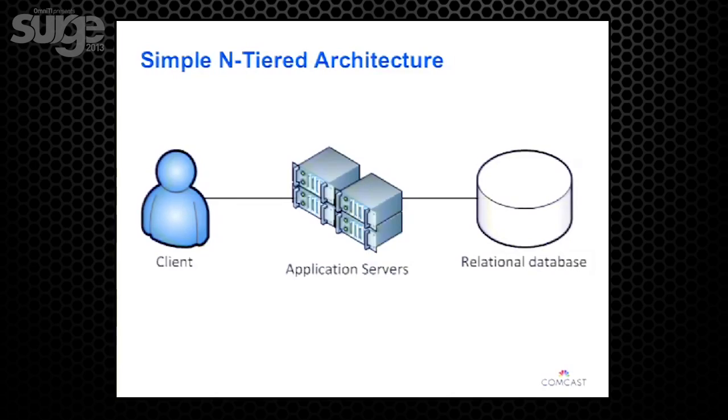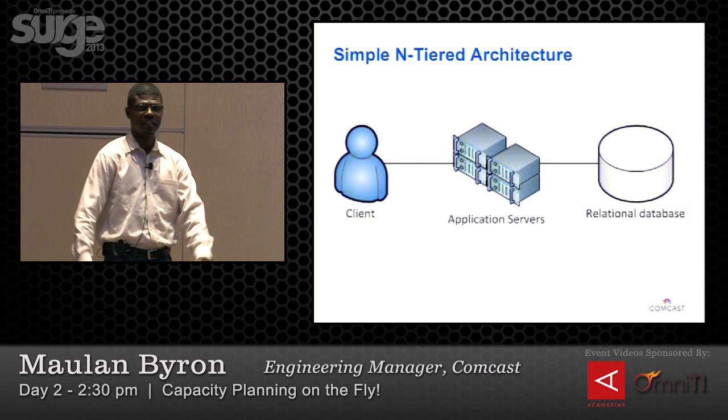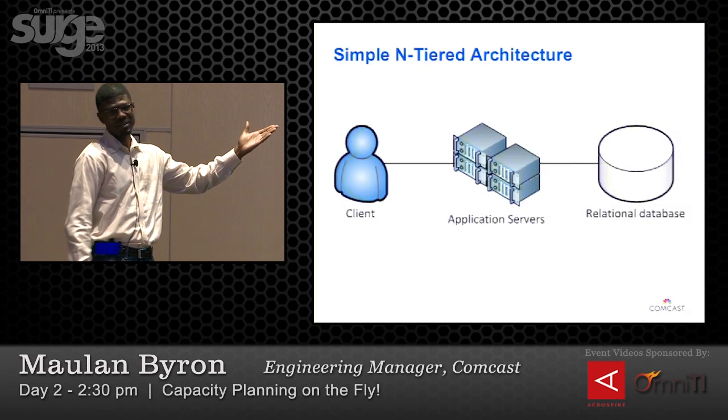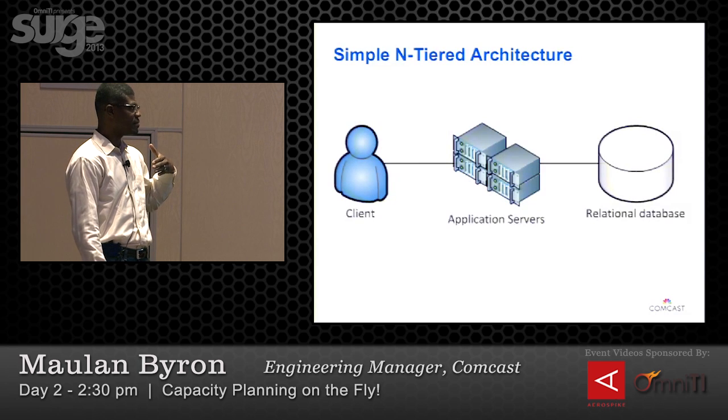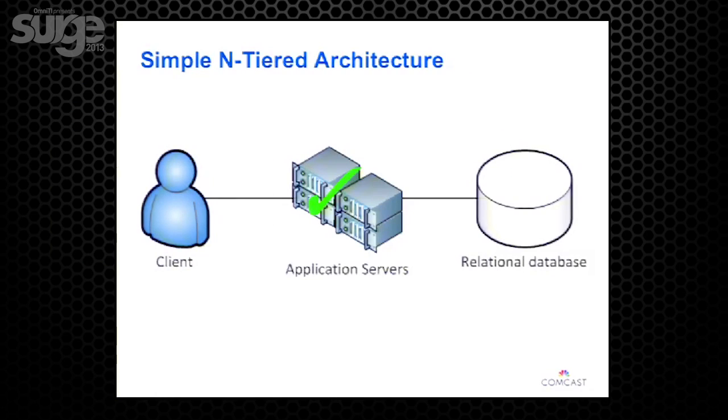A lot of you have seen a system like this. N-tiered architecture, basic, simple. You have a client, you have a bunch of application servers that usually get data from some RDS instance, some relational database. Great. Can you scale something like this? Can you figure out how this thing is going to scale in the future? Can you do capacity planning for something like this? And we all know the answer is yes, right? This is the easiest thing you could actually do capacity planning for.